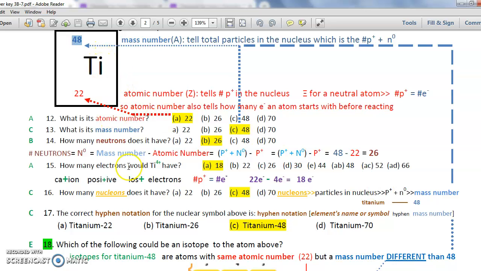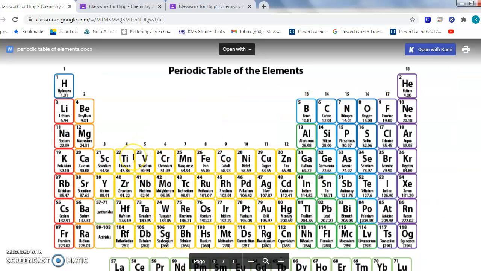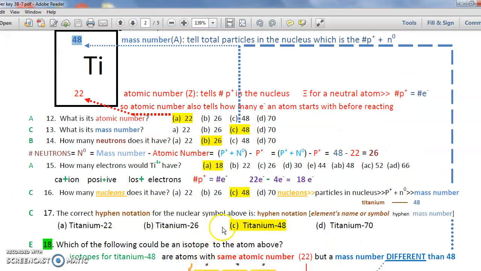And you're like, well, how do I know what the name is for that element? How do I know what Ti is if I want to write the name? You have a periodic table. Look at it. Ti is titanium. So it would be titanium-48. Why don't they write titanium hyphen 22? Well, when we use hyphen notation, they're assuming you have a periodic table of elements to look up the atomic number.